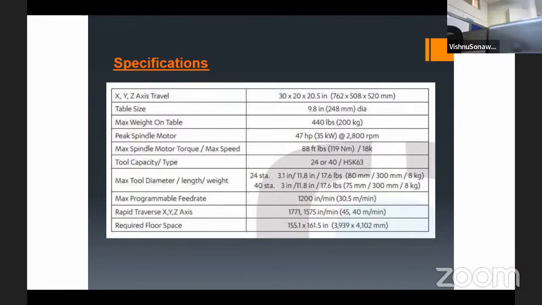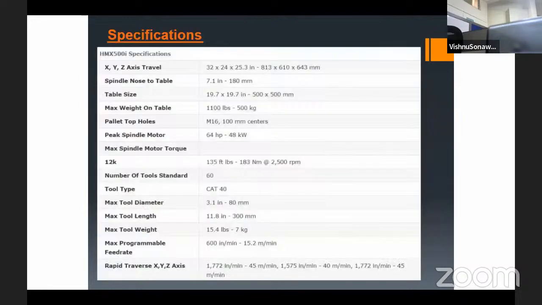How much floor space is required, we have to take into account when manufacturing high-speed machining centers, right? Then, the pallet of holes, peak spindle speed motors, and what type of cutting tools are required, the cutting tool diameter, the cutting tool length, the weight of the cutting tool, whether it is programmable or not, the rapid traverse, and how to accelerate the cutting tool from the reference point to the base point.